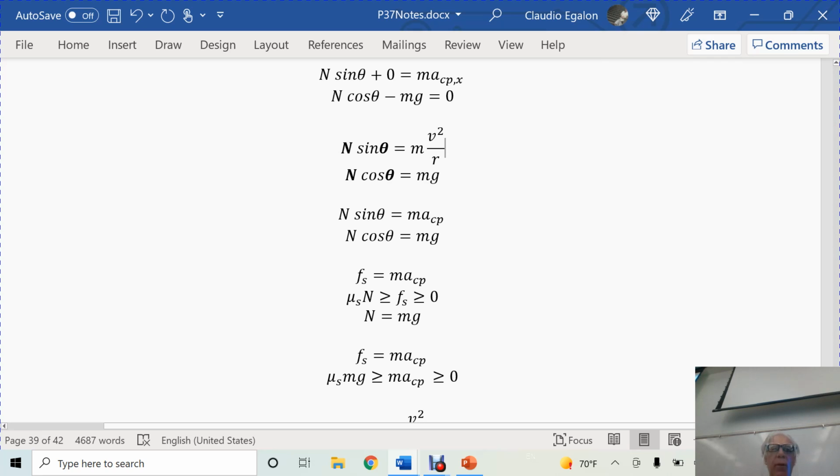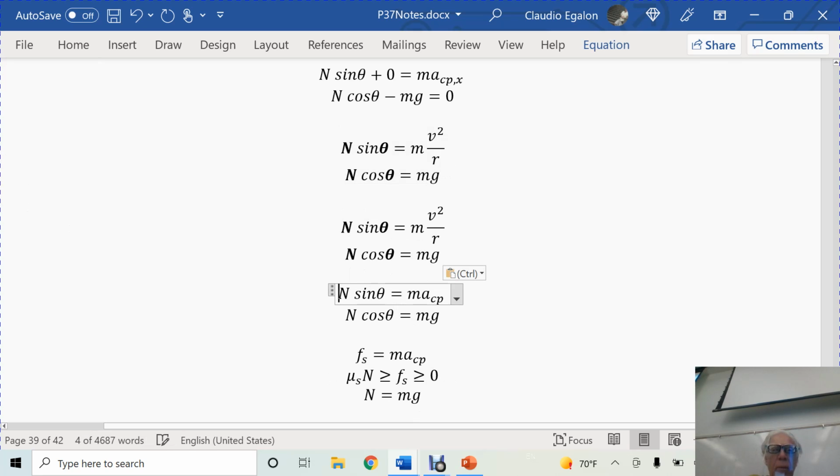One way to solve this problem is to solve for n and replace n here at the top. The other way is to divide the first equation by the second and solve for theta. So there are 2 different ways of solving the same problem. I'm going to solve for n and then plug it in on the top.